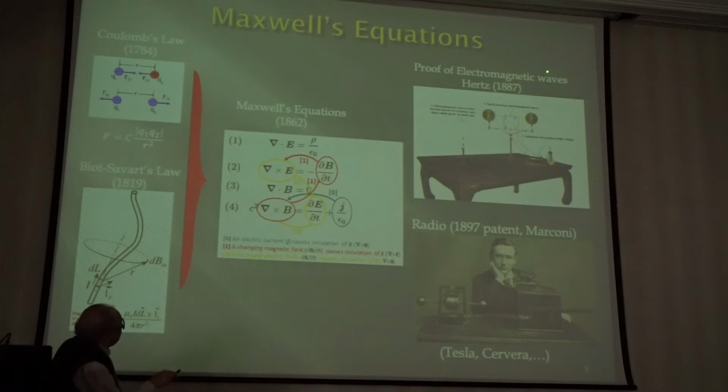And then a few years later, 15 years later, or 25 years later, Hertz discovered the presence of a prediction here, which is that there were electromagnetic waves. And then our friend Marconi and others developed the radio and so on and so forth. So can you do something similar for biology?